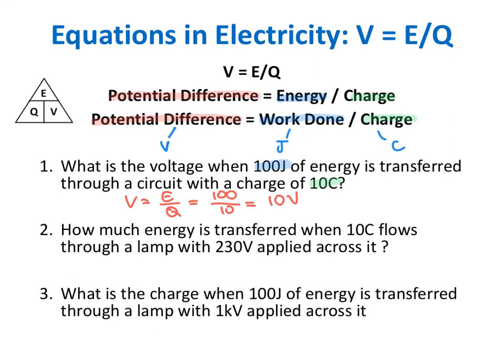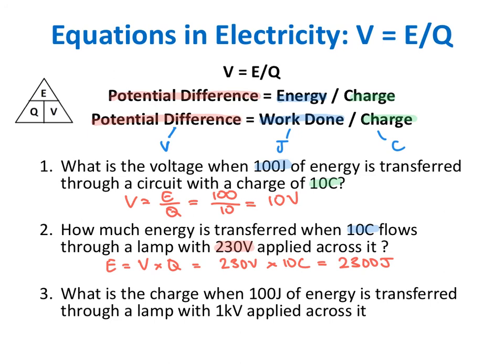This next one, the first value we've got is in coulombs, so that's the charge. The next one that we're given is in volts, so that's the potential difference. So we're going to have to rearrange our equation. We're being asked to work out the energy transferred, so we can either use our triangle or just rearrange the original equation, but that is going to be potential difference times charge, okay, which is 230 volts, that's potential difference, times the charge of 10 coulombs, equals 2,300 joules.